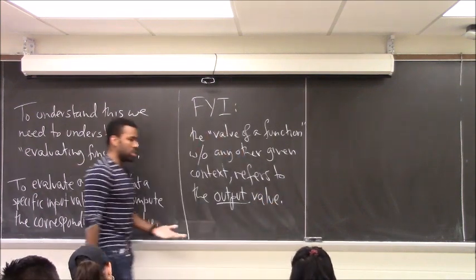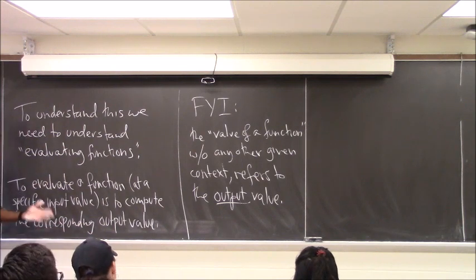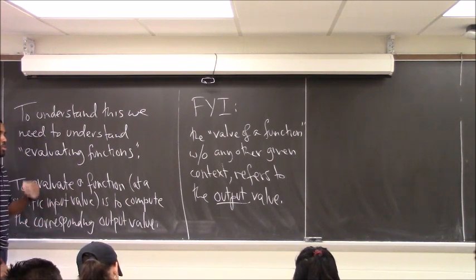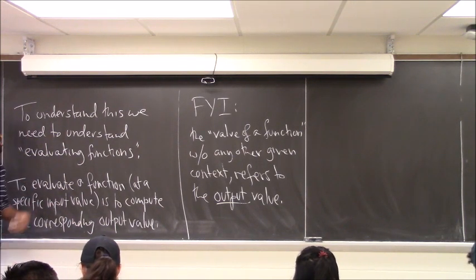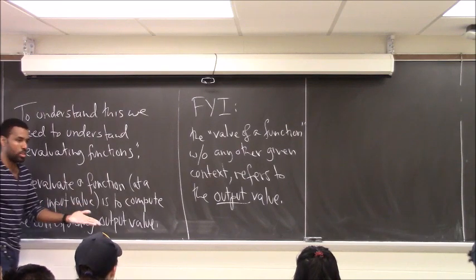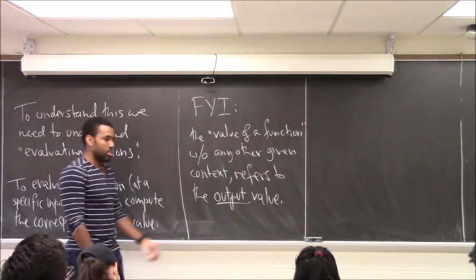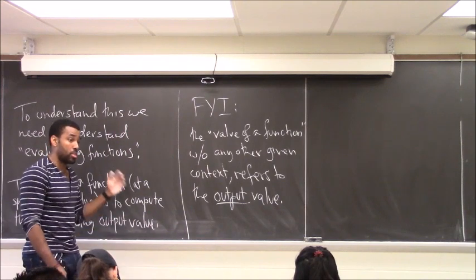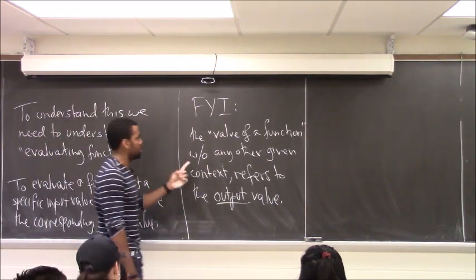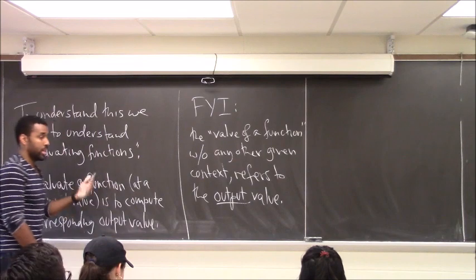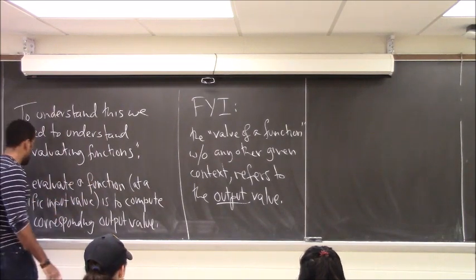So if someone is talking about the input values of a function, they'll specifically say the input values, or the domain elements. If someone just said the value of a function, they're always talking about the output value of the function. So if you're reading and someone says the function values are such and such, they're talking about the y values, the output values. So that's going to be important for vocabulary and understanding the language.